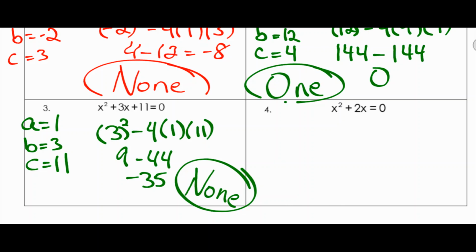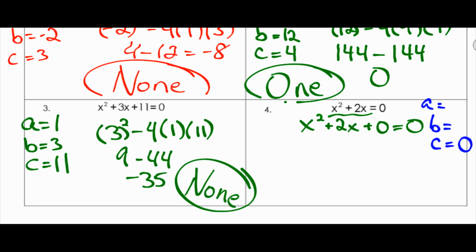And on number 4, that looks a little bit different from standard form, but it's only because I'm missing my c. If you want to, you can rewrite this as x squared plus 2x plus 0 equals 0. So if you don't have one of those numbers, I would actually replace that term with a 0. So if you're missing a b, I would replace that b with 0, just so you can see clearly what you're using for a, b, and c. Here I know that c equals 0. My b is 2, and my a is 1.